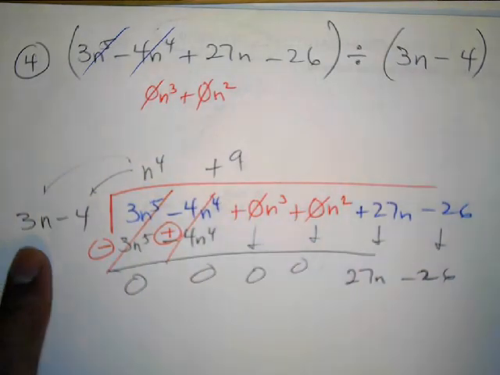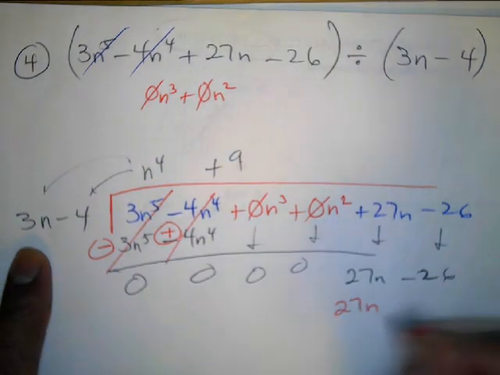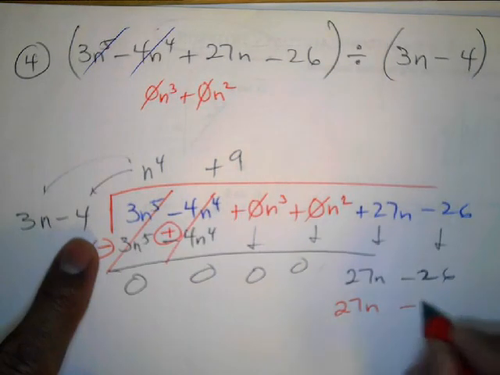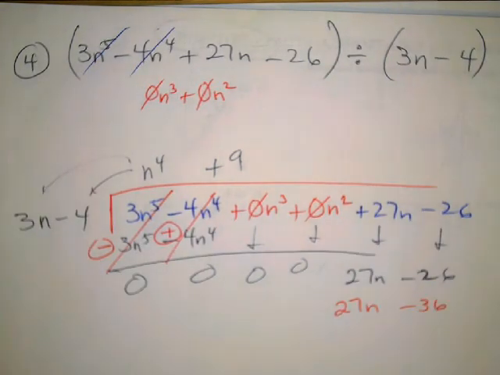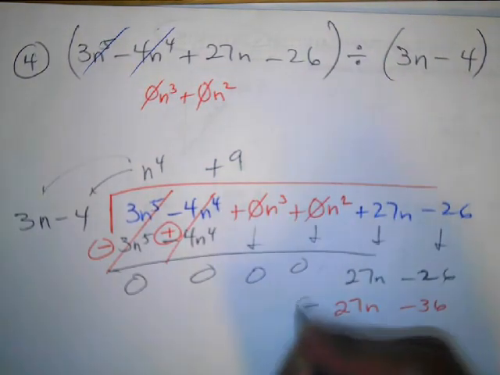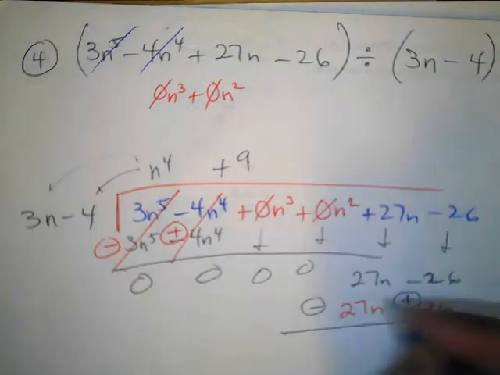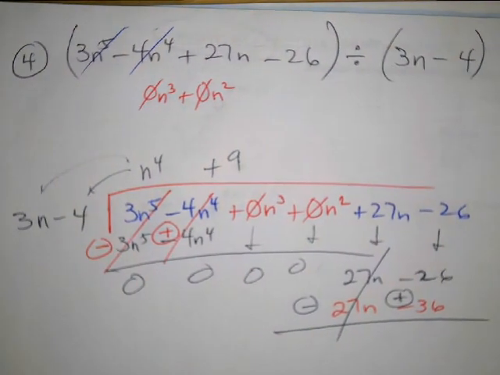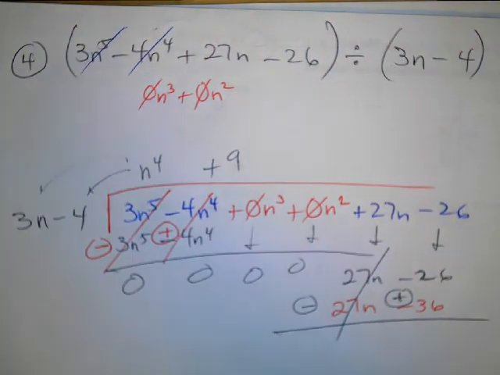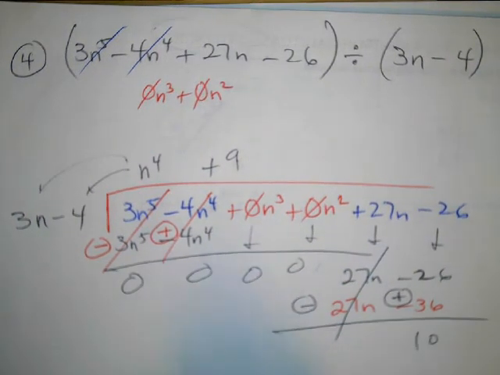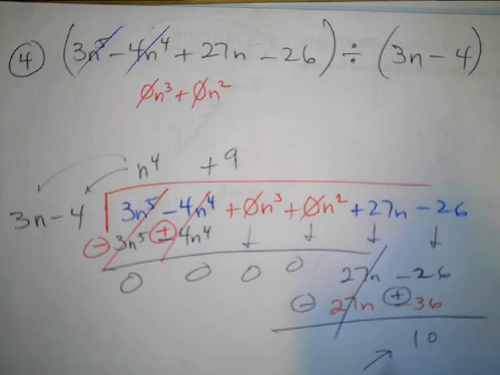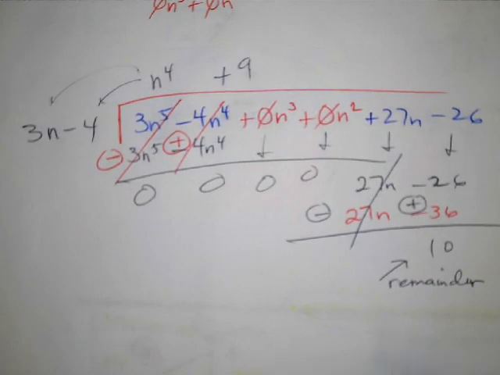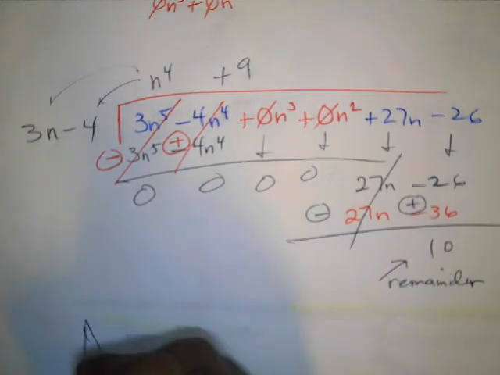The first one into the first one will be just a 9. And then repeat the process. Multiply to both. Subtract, change the sign. You'll be left with, was that a 10? Yeah, positive 10. All right, so we're done. We have a remainder.